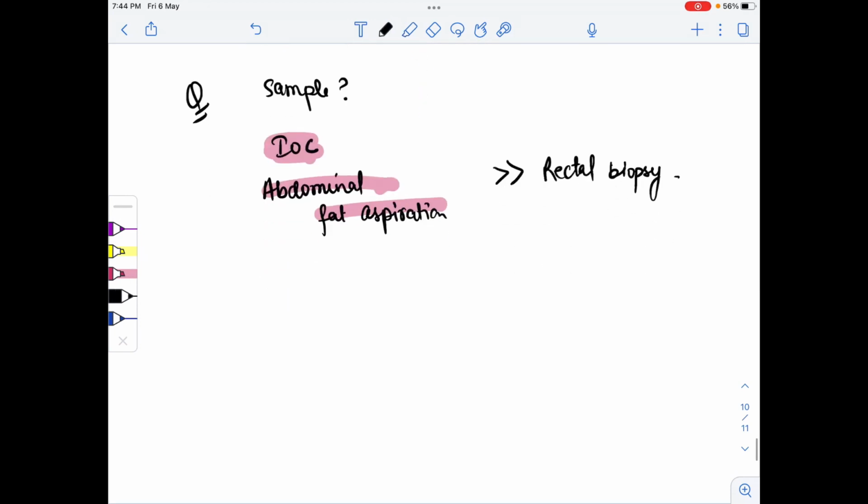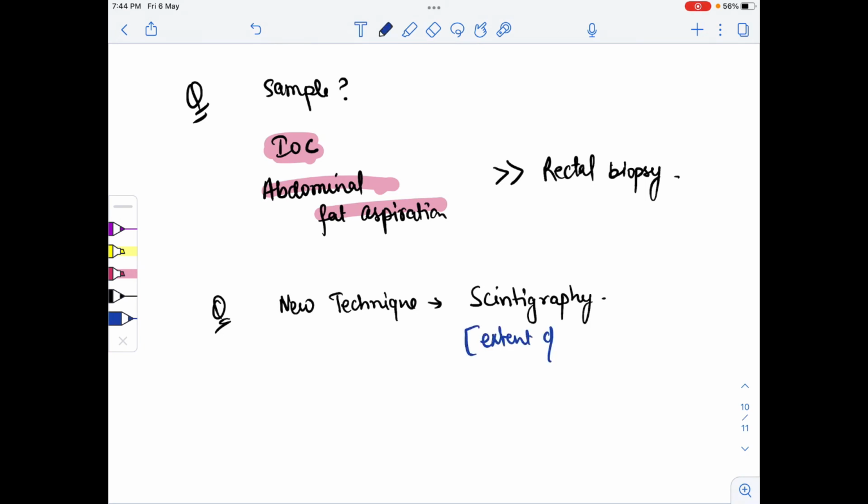And now one more question: what is the new technique? The new technique is scintigraphy, in which we see the extent of the amyloidosis. Now that's all I want to tell you.